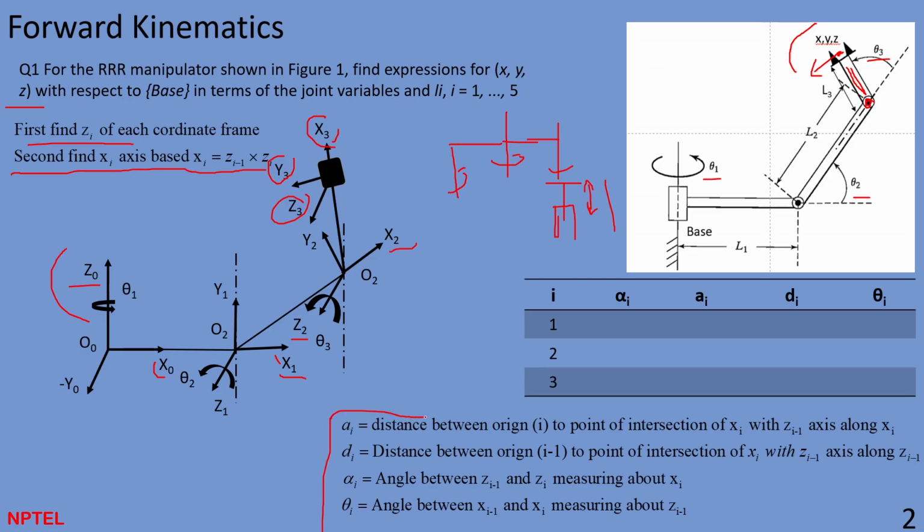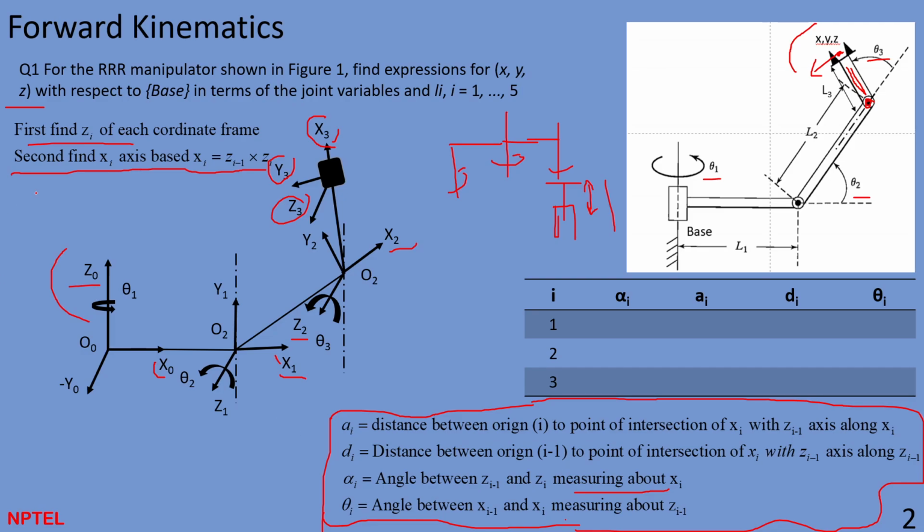How to fill the DH parameter table? You need to please remember these definitions, and using the definitions, we will fill this DH parameter table. First, let's say we want to calculate alpha i, and i is one, which is alpha one. Let's see what the definition is: the angle between z(i-1) and zi measured about xi. For i equal to 1, zi and z naught measured about x.